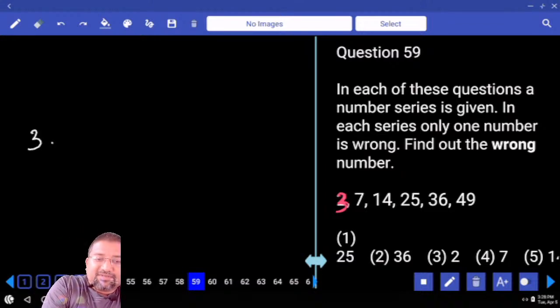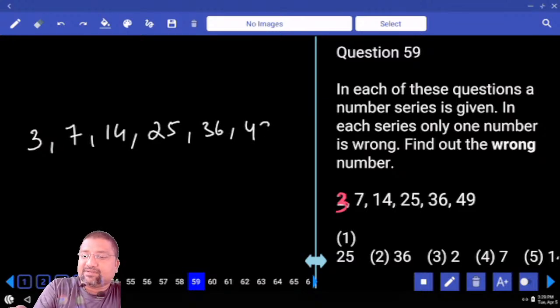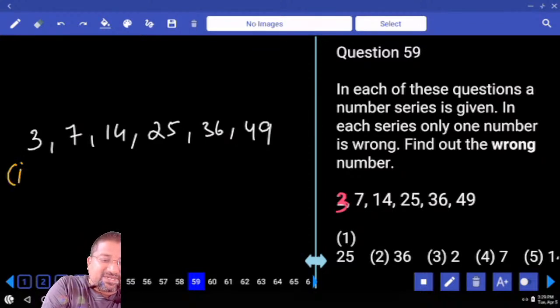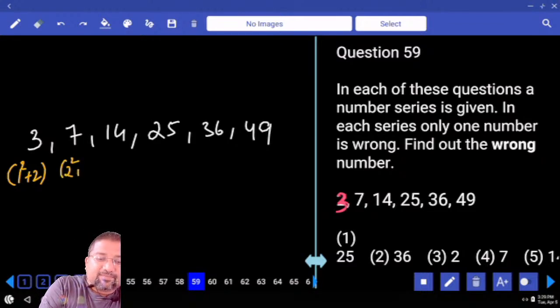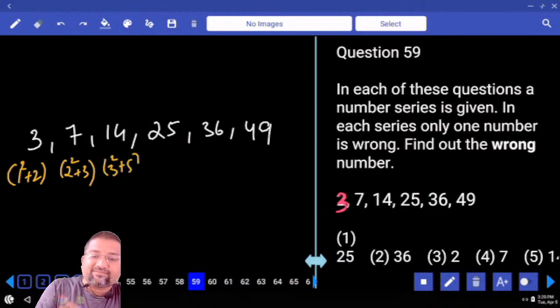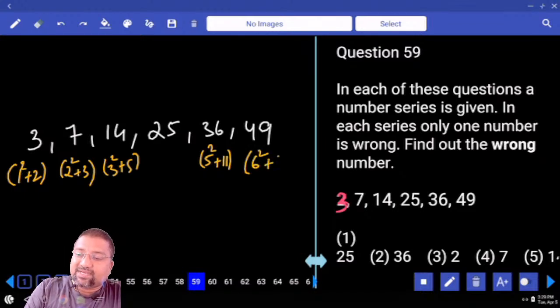So this is 3, 7, 14, 36, 49. Still it is an extraordinary question. How will I represent these numbers as? This is 1 square plus 2. 7 is 2 square plus 3. 14 is 3 square plus 5. 36 is 5 square plus 11. 5 square 25 plus 11 is 36. 49 is 6 square plus 13.